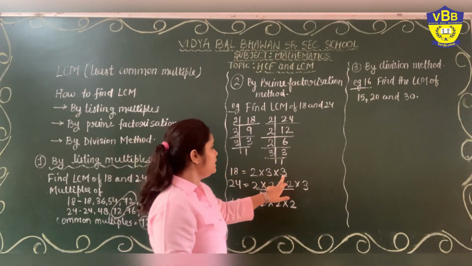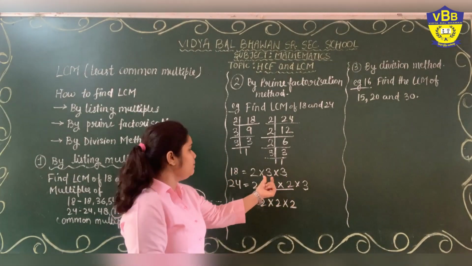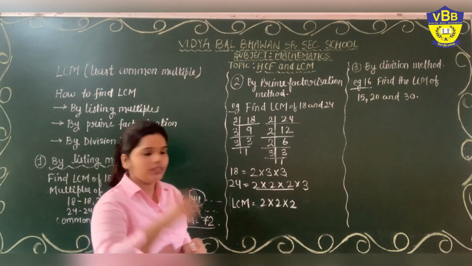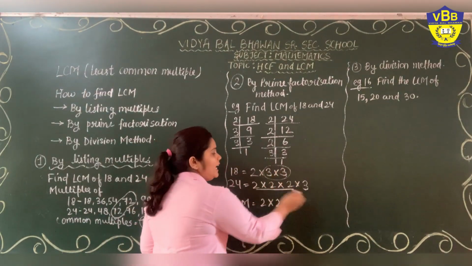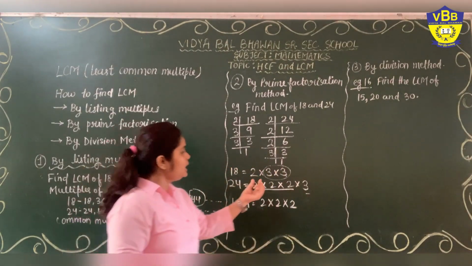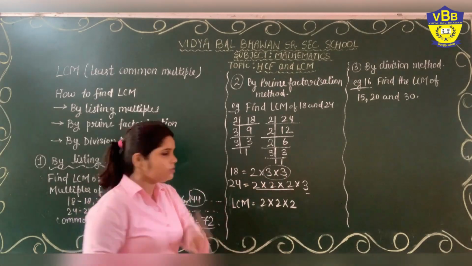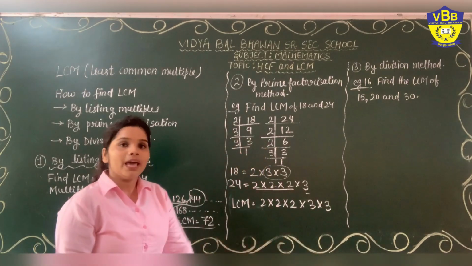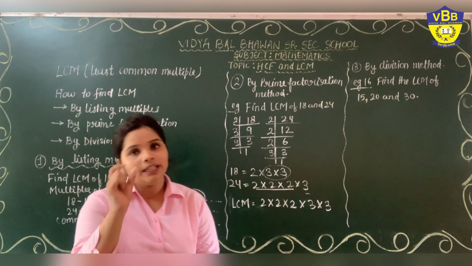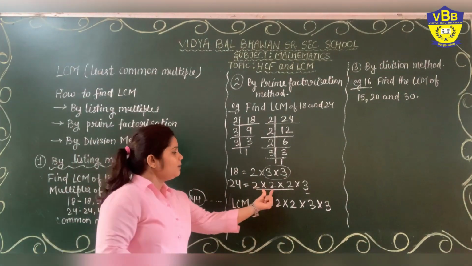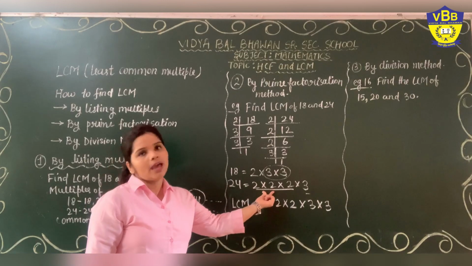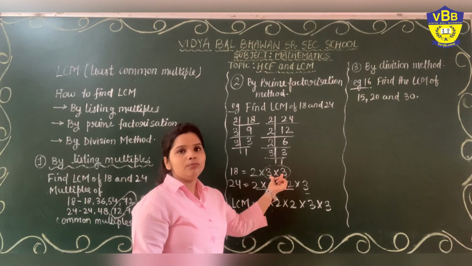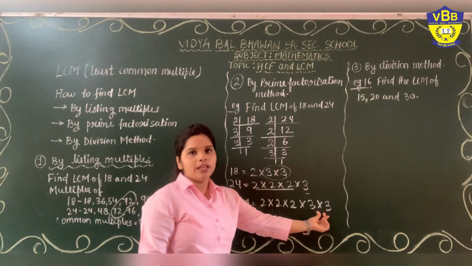Now look at the prime factor 3. 3 is coming a maximum of 2 times. You can see 3 here is 2 times and here only 1 time. So 3 is coming a maximum of 2 times only. So we will write here 3 multiply 3. Whatever prime factor you are writing, you write it the maximum number of times it appears. 2 is coming a maximum of 3 times, so it is written 3 times. 3 is coming a maximum of 2 times, so it is written 2 times only.